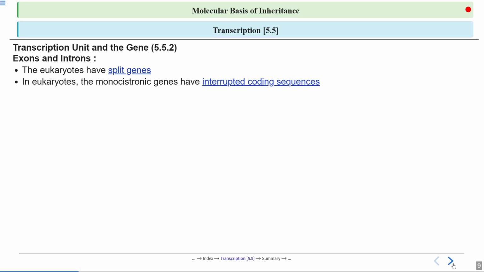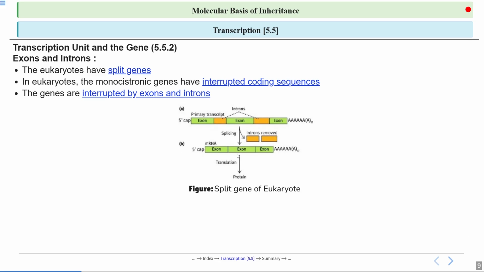Now, what does this interrupted coding sequence mean? The genes are actually interrupted by exons and introns. It means that the gene is going to have two kinds of regions, exons and introns. Now we have to understand what these exons and introns are. Here you can see they are showing an mRNA, and in the mRNA there is an exon, there is an intron, then again an exon, and then again an intron and an exon. So what is this exon and what is this intron?